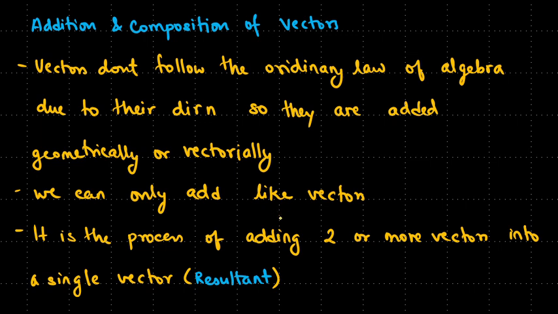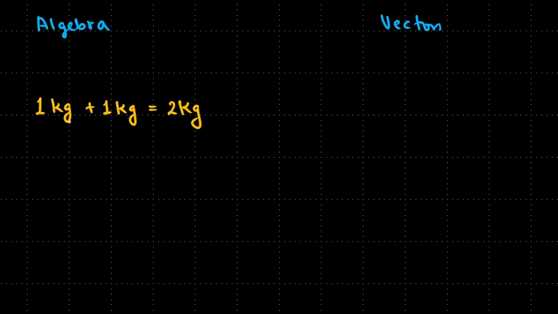Okay, so let's look at some examples. Let's look at normal algebra and let's look at vectors. So suppose I had 1 kilogram and I added another kilogram to it. No matter what I do, it will always be 2 kilograms. So this is algebra. So we are adding units, and even if we didn't add units, I could express this as 1 plus 1 equals 2, and this will always be true.